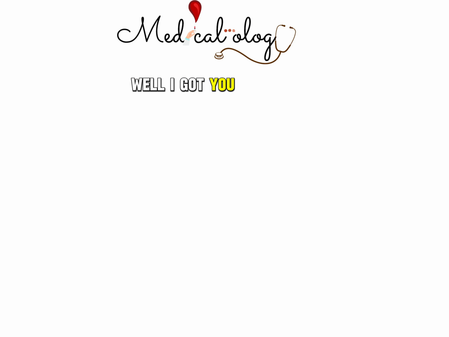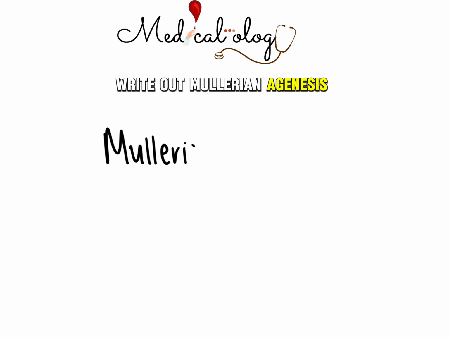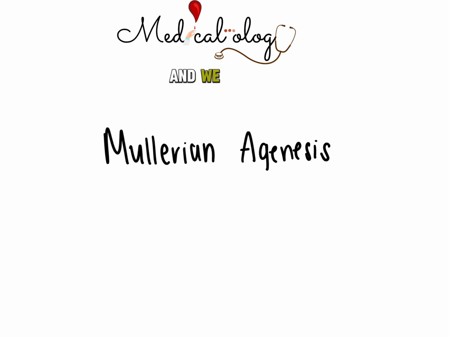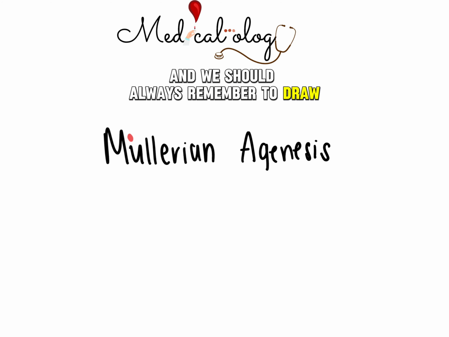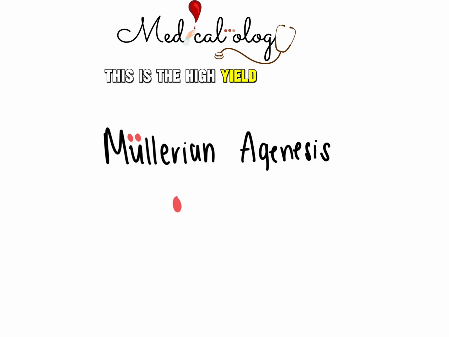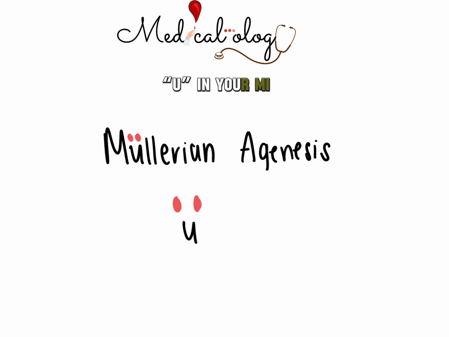Well, I got you. Step number 1, write out Müllerian Agenesis. This is the topic for today. And we should always remember to draw our two dots or diuresis. This is the high yield component of our mnemonic. And what is underneath the two dots? U. In your mind, you should always correlate the two dots for ovaries, right?